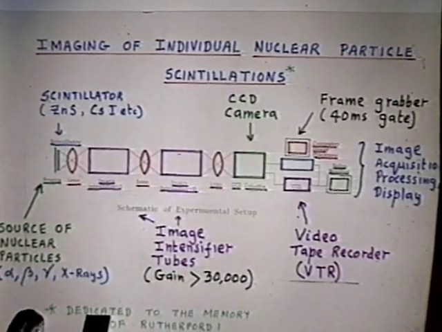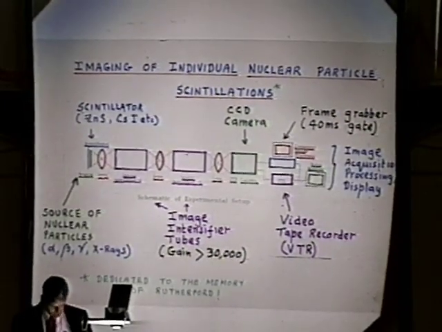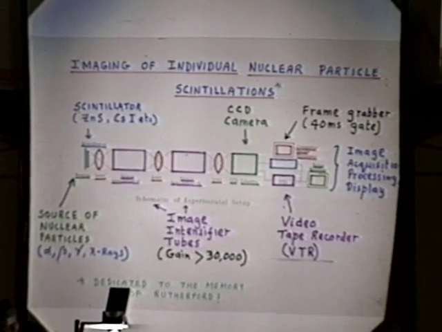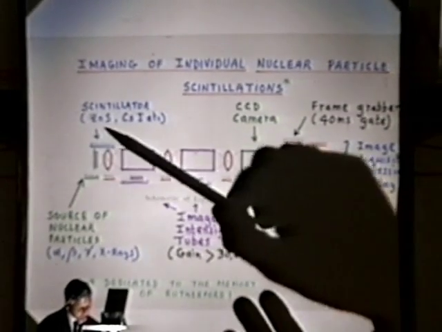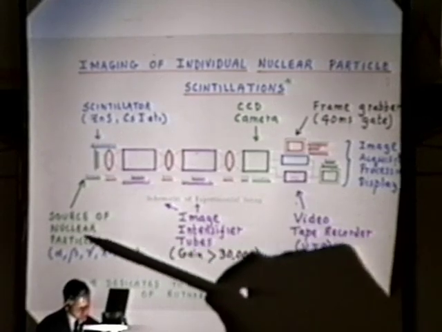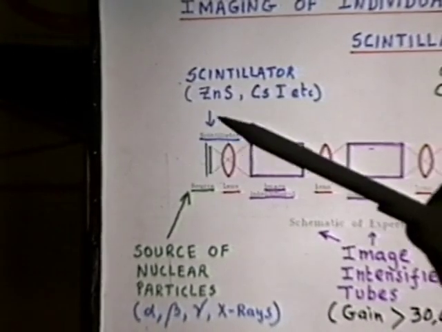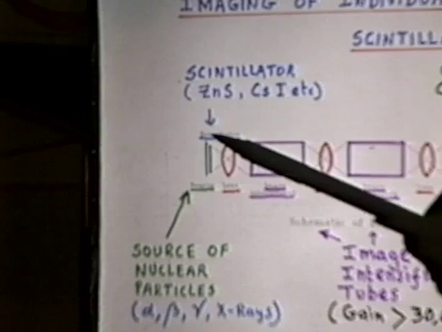Now I'd like to come to the second novel technique we use for imaging. This is imaging of individual nuclear particle scintillations. Now this looks complicated, but the whole physics is right there. All that we have is a source of nuclear particles in that green line, and slap onto that a scintillator. In this particular case, you can use zinc sulfide or cesium iodide and so on.